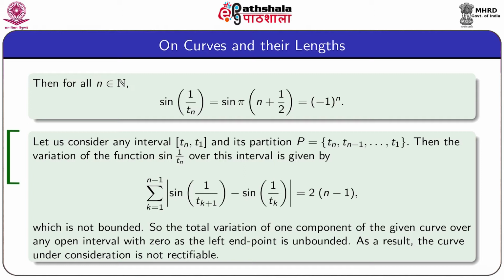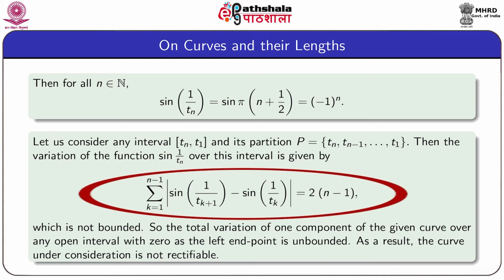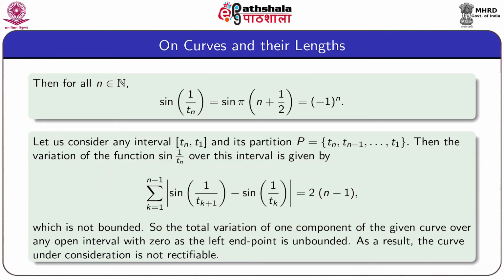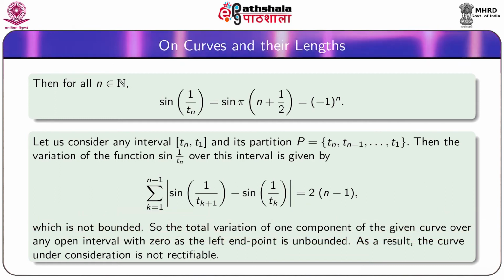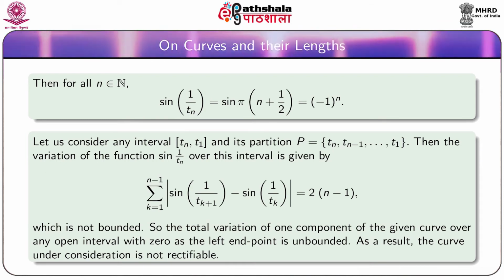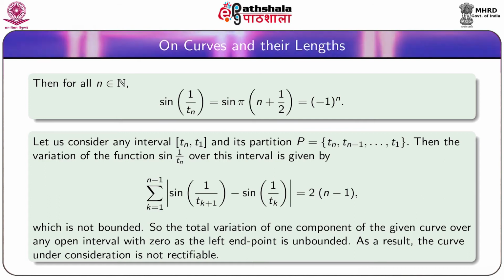Now we consider any closed, bounded interval with left endpoint tn and right endpoint t1 and its partition P equal to tn, tn-1, continuing up to t1. Then the variation of the function sine(1/t) over the interval is given by the summation k equal to 1 to n minus 1 of modulus of sine(1/tk+1) minus sine(1/tk), which equals twice (n minus 1). And clearly this quantity is not bounded. So the total variation of one component of the given curve over any interval with 0 as the left endpoint is unbounded. The other component is 0. As a result, the curve under consideration is not rectifiable.